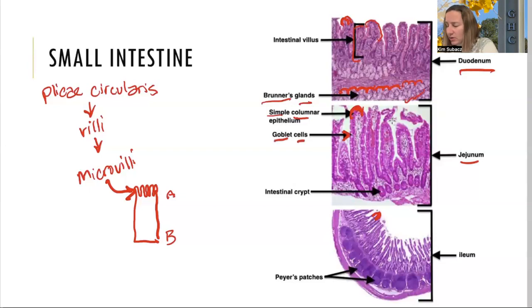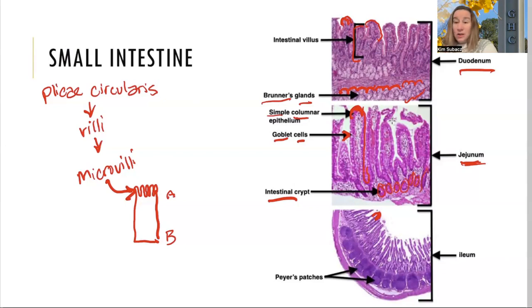And what else do we have on this one? On the jejunum, we have the crypts. So if you follow all of these down and underneath that mucosal layer down here, all of these things are the crypts.